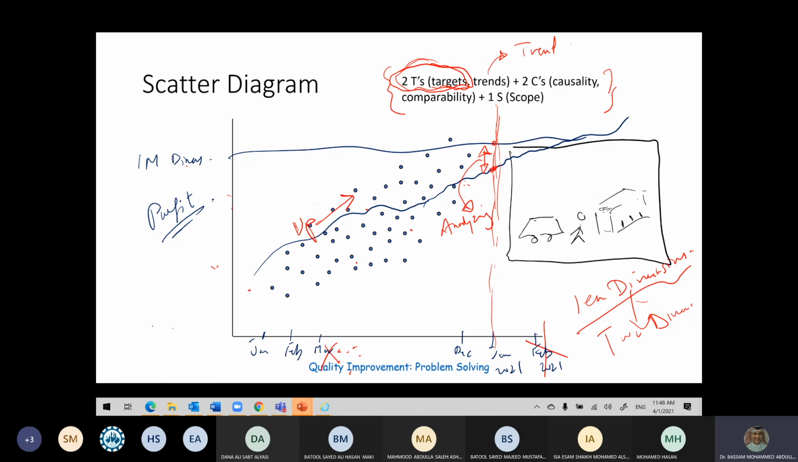Now, these are the two T's. The two C's are called causality and comparability. Causality and comparability, what do they mean? What is the reason why it is going up? Okay, so the word is why the trend is going up. Why are we not achieving the targets? Why is my profit slope very low? Why am I having less production? So it's all the word why, to find out the causes, and the word causality comes from causes. So we want to know why.